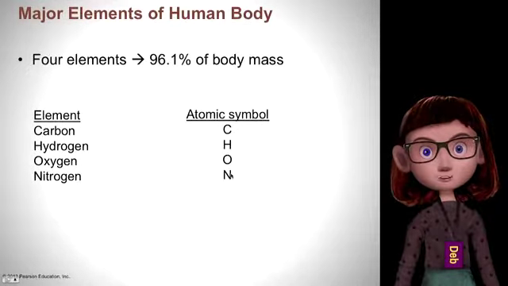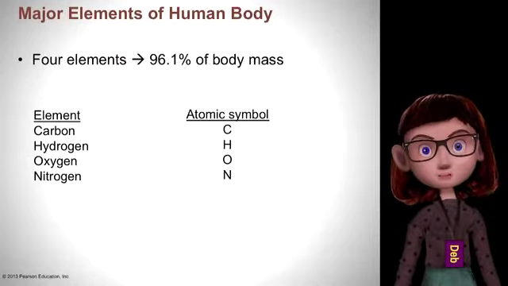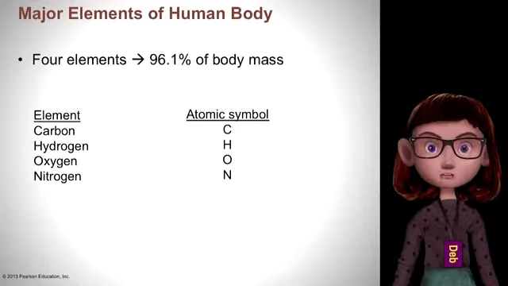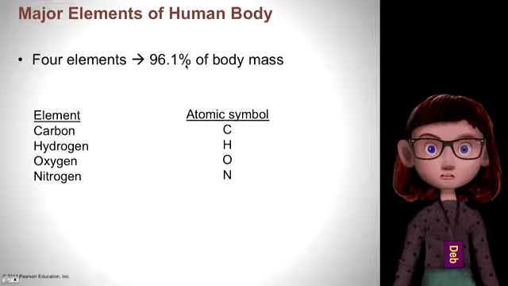Major elements of the human body. Even though there's many elements represented on the periodic table, only about 4 of them make up the human body. In fact, 4 of these elements make up 96.1% of your body mass.